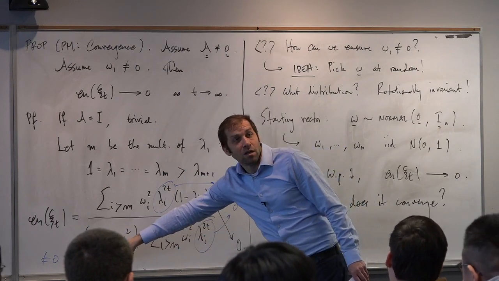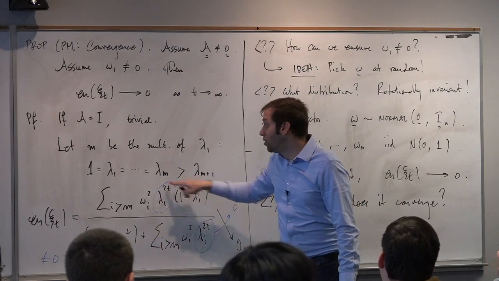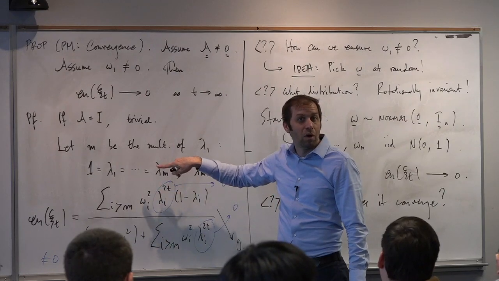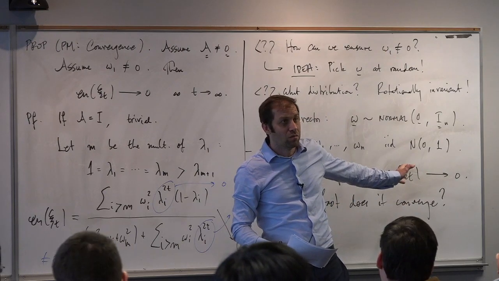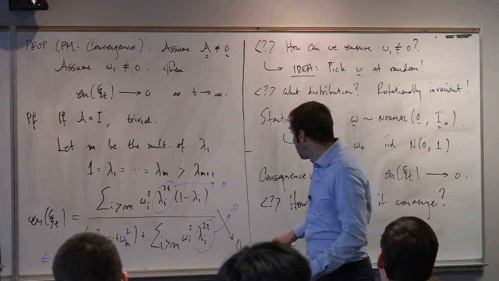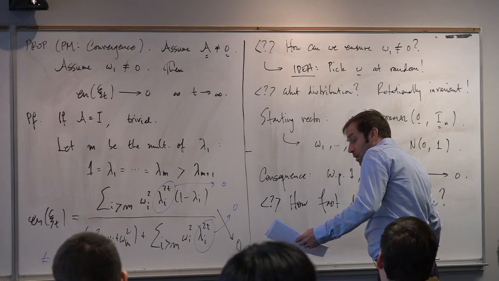This guy is not too small. This guy is not too big. All right? And if we don't know the eigenvector basis to begin with, this is kind of the best we can do. This is something you can prove. Okay, great. Any questions on this?